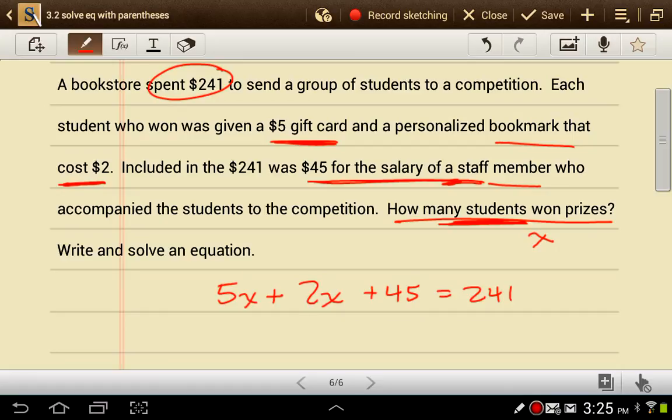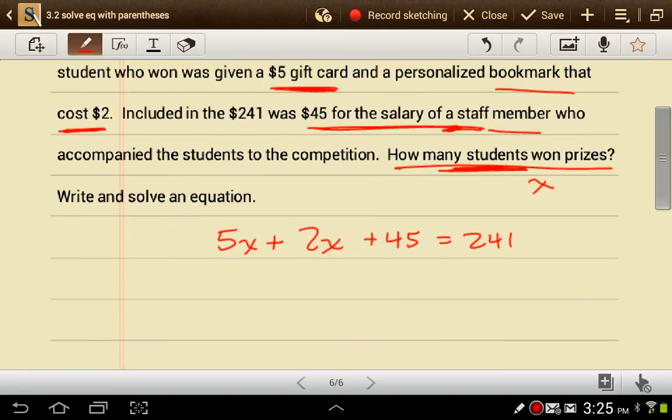Now, I do not want to combine them. Some of you might say, well, 5 and 2 is 7, so it's $7 per kid, which is great that you're doing that. However, when you write your equation, you must use the numbers given to you in the equation. 7 is not in my paragraph there, so you can't do it, although that is going to be the first thing you're going to do.